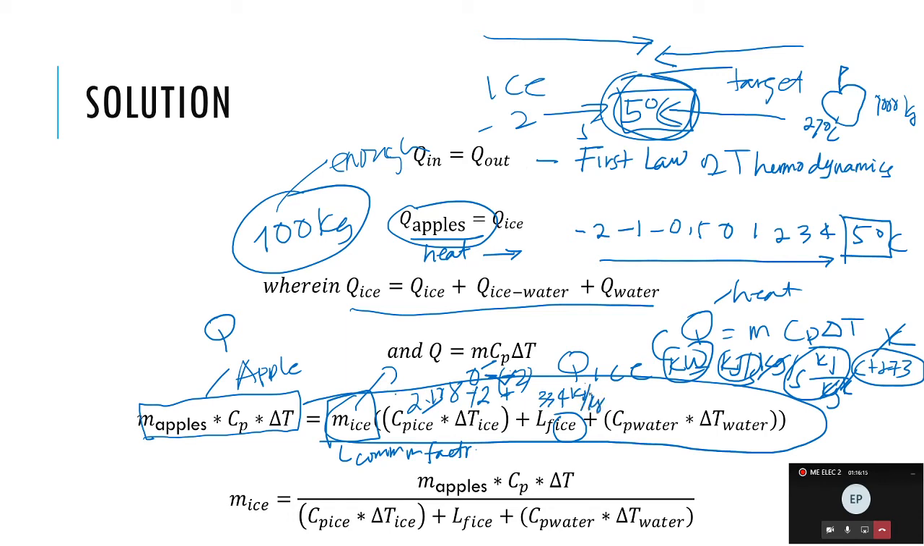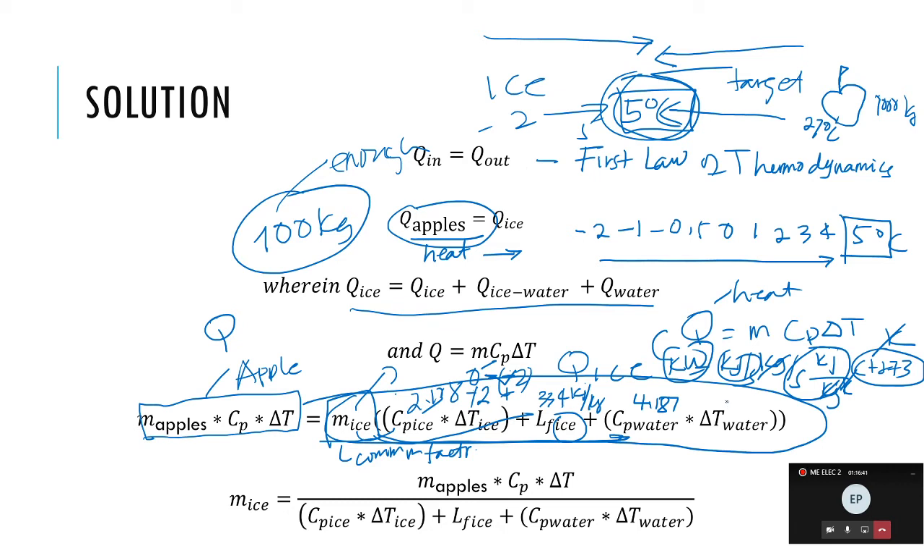Wala namang problema diyan. 334, 335. Ngayon, eto, no, kasi constant yung mass, ibig sabihin distributive yan, no? Mass dito, tapos i-multiply mo rin dito, no? Ngayon, do we know the CP of water? Yes, sir. 4.187, 'di ba? Kilojoule per kilogram Kelvin.